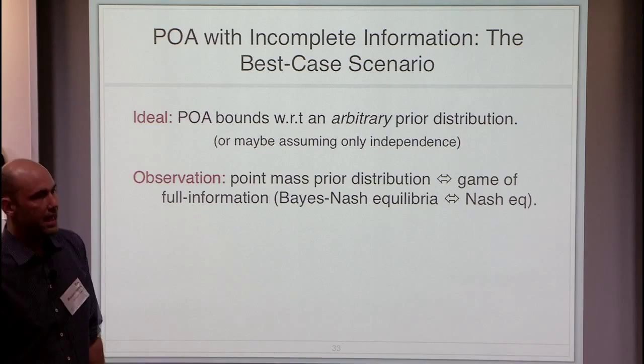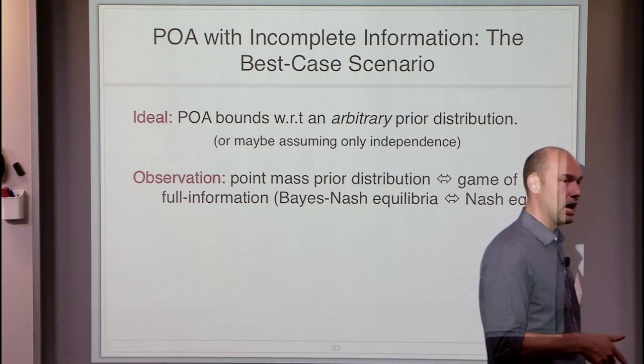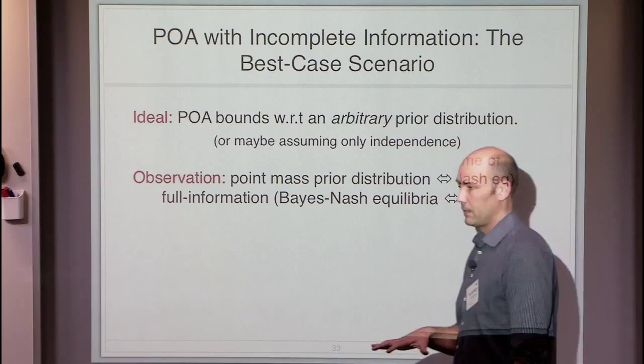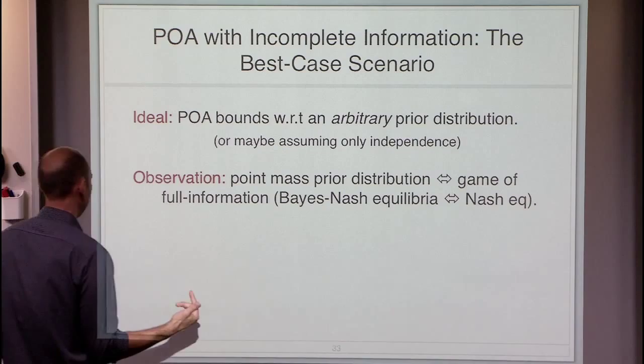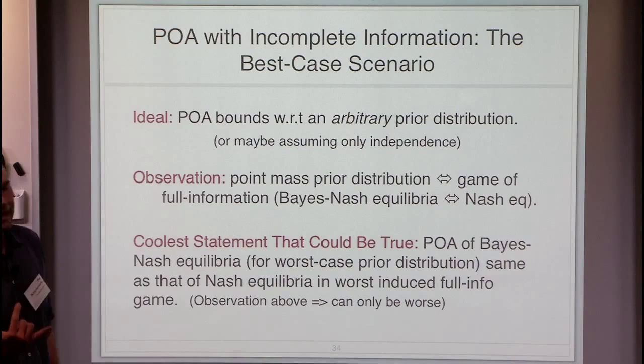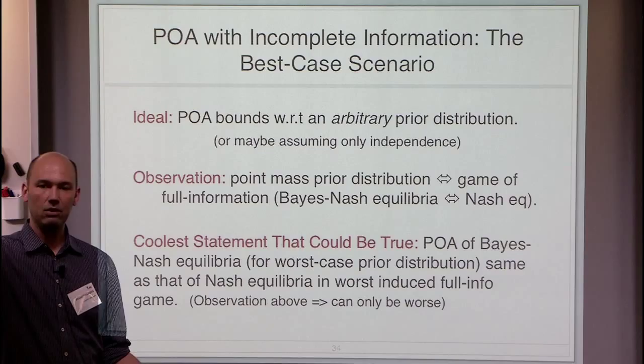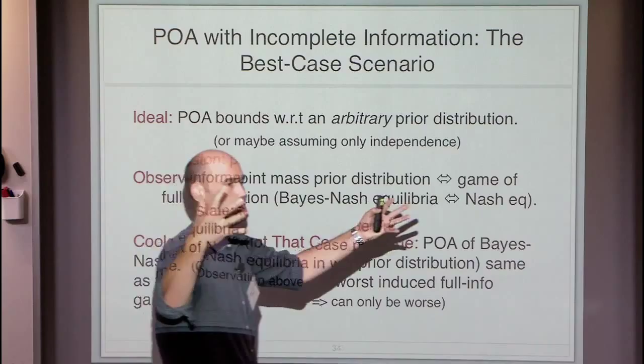So if you prove a positive result for every possible prior distribution, you're certainly proving that positive result as a special case for every possible induced full information game. You have no choice. That's a special case of what you're trying to prove. And the contrapositive: a bottleneck to any Bayes-Nash equilibrium bound is negative results for the full information case. Remember, when we had the hierarchy of equilibria and we passed to the much more permissive coarse correlated equilibria, we said the coolest thing that could be true was that it was no worse than pure equilibria, because it couldn't be better. Same thing here.